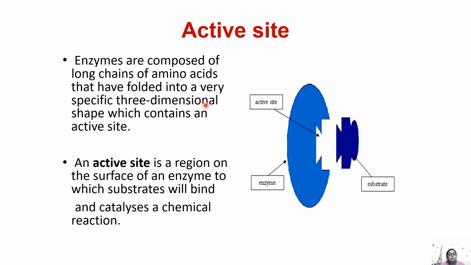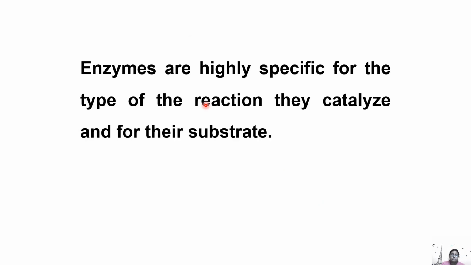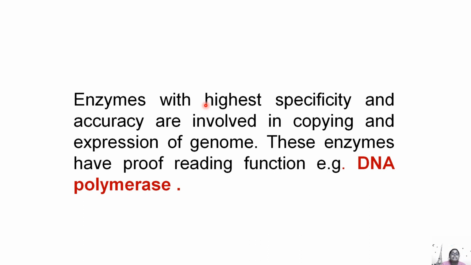Enzymes are composed of long chains of amino acids that are folded into a very specific three-dimensional shape which contains an active site, correct? So an active site is a region on the surface of an enzyme through which substrates will bind and catalyze a chemical reaction. Enzymes are highly specific for the type of reaction they catalyze and for their substrate. Enzymes with the highest specificity and accuracy are involved in copying and expression of the genome. So these enzymes have proofreading functions.